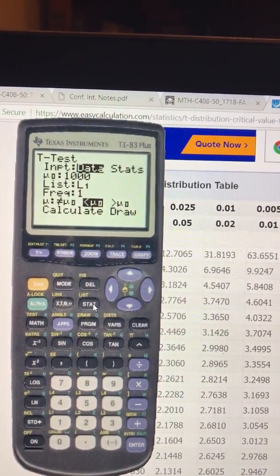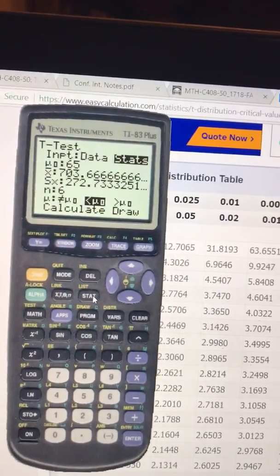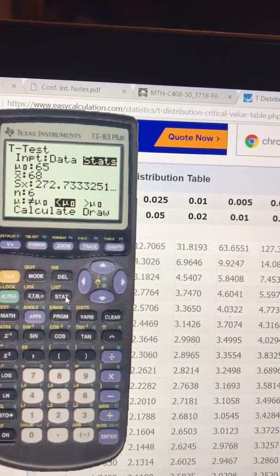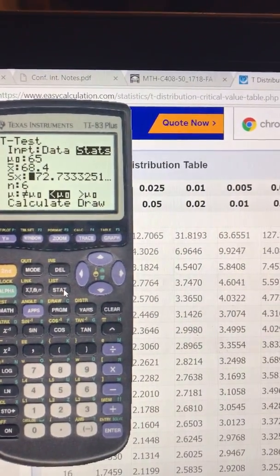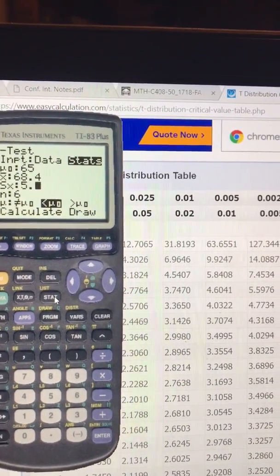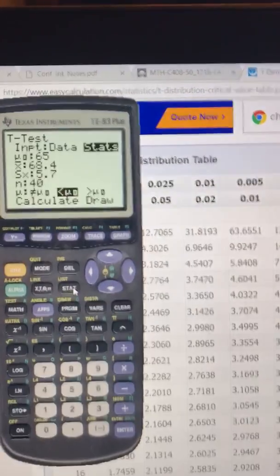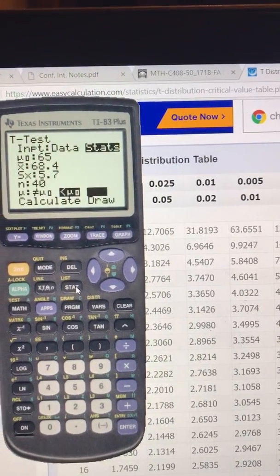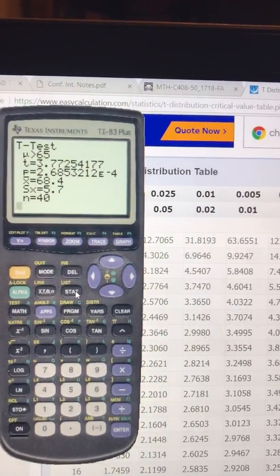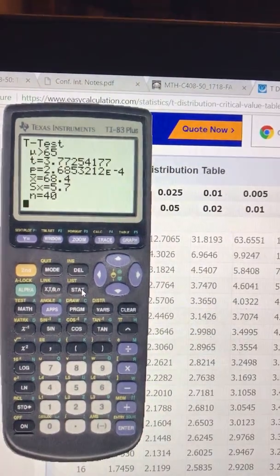Our input this time, we switch it back over to stats. Our right-hand side is 65. Our X bar we had listed as 68.4. Sx for the calculator is our S, which is 5.7. N, it says, is 40. And this time our H1 is greater than. Let's go over to greater than, hit enter, click calculate. You get P is 2.7, if I round to 1, times 10 to the negative 4.